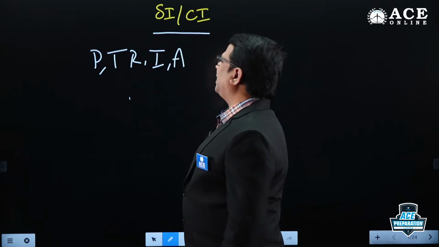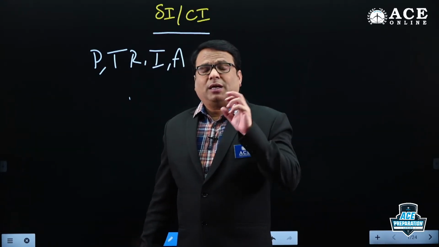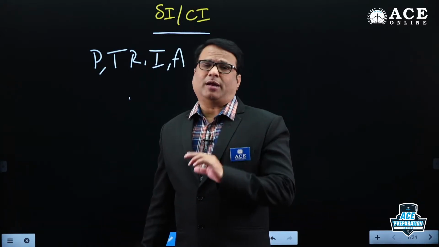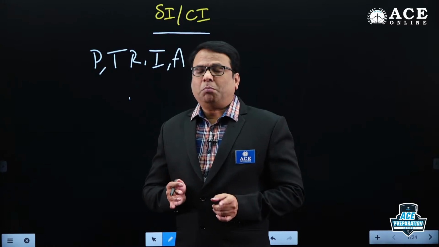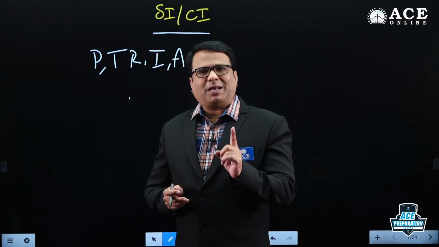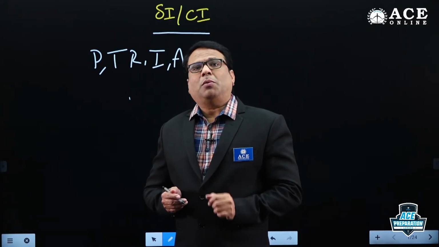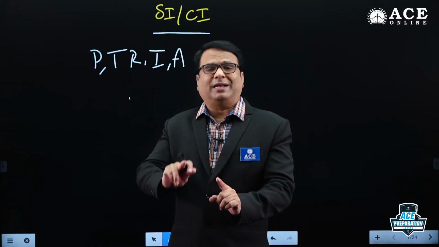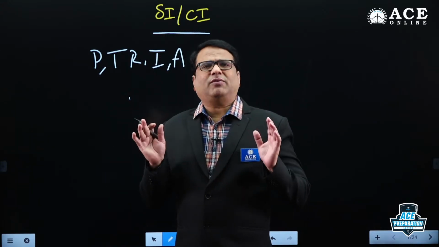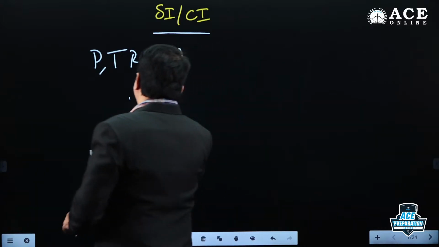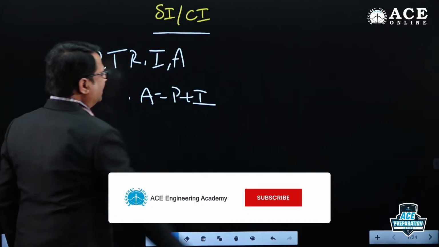Amount is denoted by A. Most of the students get confused with principal and amount. They consider principal and amount as one and the same, but they are not the same. Principal, as I already said, is the money borrowed, whereas amount is money borrowed plus interest. So if you add interest to money borrowed, then it will become amount. So we can write amount as principal plus interest.